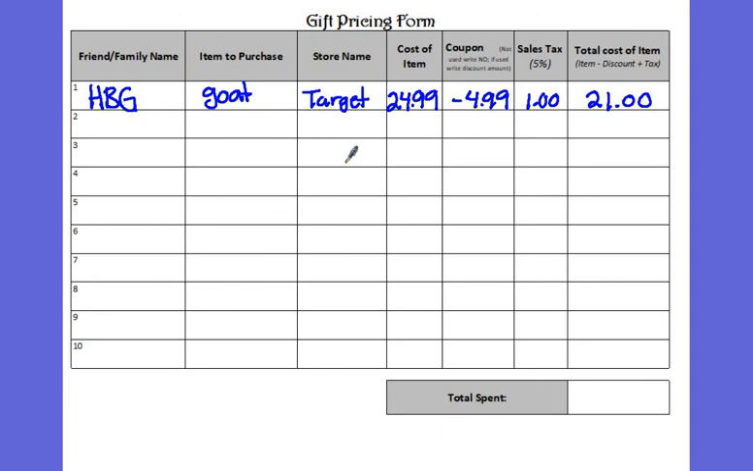So that makes it about how much per person to spend? About $50, but you can't forget about tax. And you also have four coupons to use too.